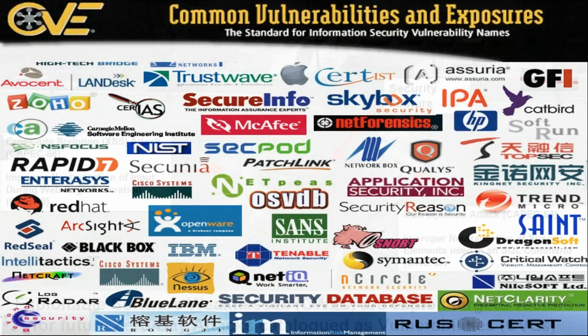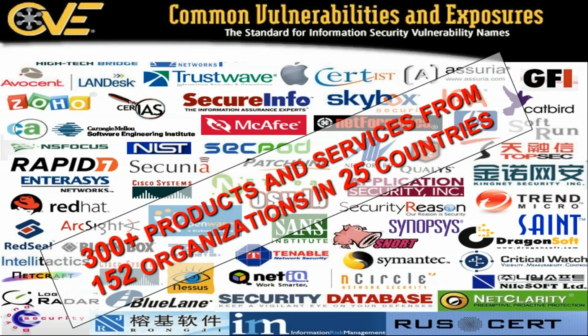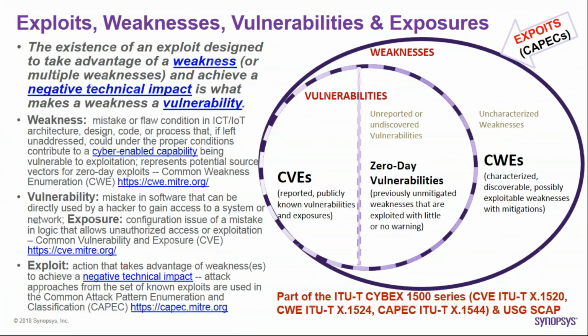Now, the challenge that we find is a lot of people don't understand who's doing this. You've got to understand, there are over 300 products and services from over 152 organizations in 25 countries that report out CVEs. Pick one. You need to be using a tool that's looking for known vulnerabilities, because with those come associated patches. But there are vulnerabilities and there are weaknesses. What's the relationship? Some people want to interchange these, some people want to call everything a vulnerability, but I'm going to tell you that everything in these categories represents weaknesses, of which vulnerabilities are a subset, not the other way around.